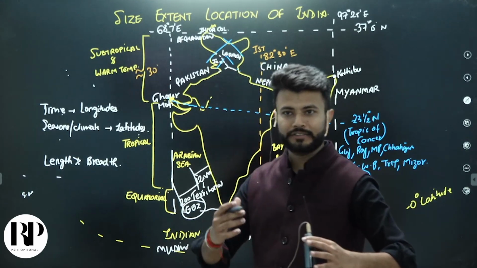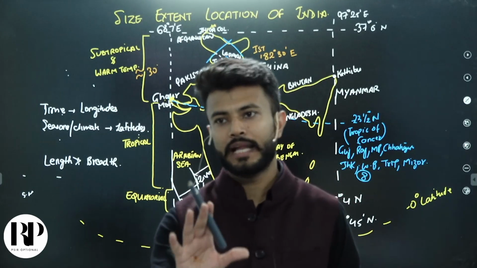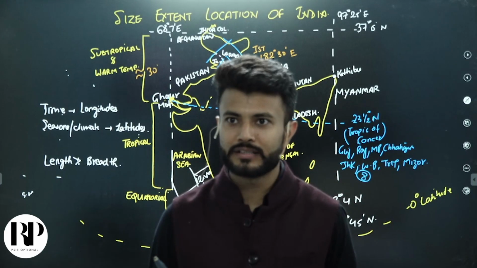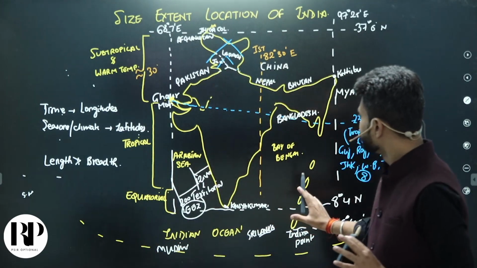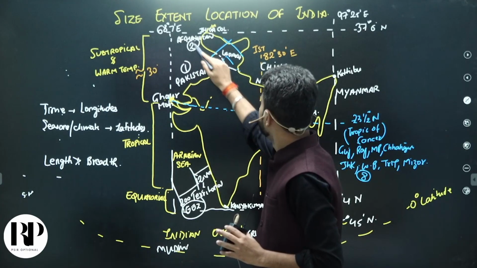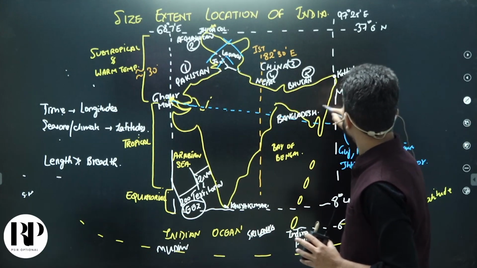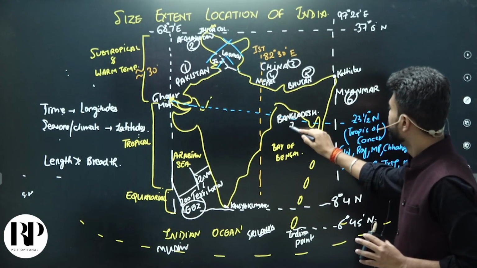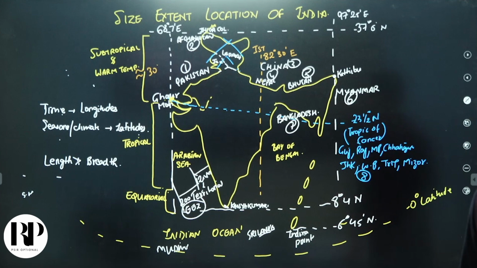Okay. So that is why in general we talk only about the land borders. ठीक है, ये क्लियर है ना. So the land border countries are Pakistan, Afghanistan, China, Nepal, Bhutan, Myanmar, Bangladesh. चलें आगे.